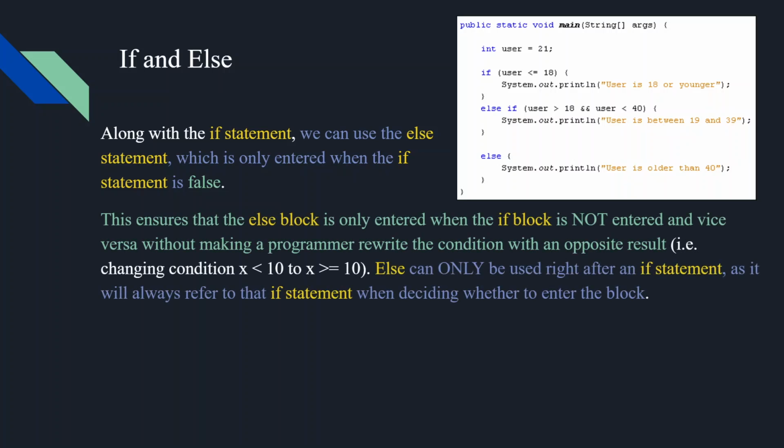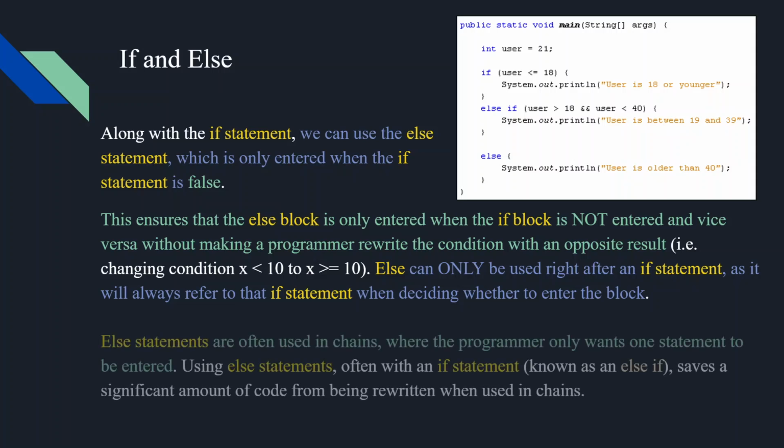This makes sure that we never enter both blocks, and at the same time we are never forced to write another if statement covering the opposite case from the previous if statement. Else can only be used right after if, as it will always revert to the previous if statement. Else statements are especially useful in chains of logic, where the programmer only wants to enter one block of code.